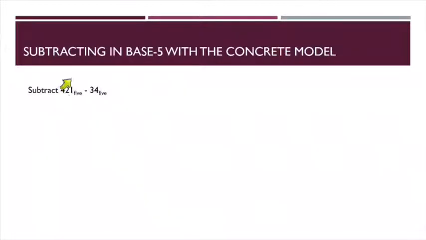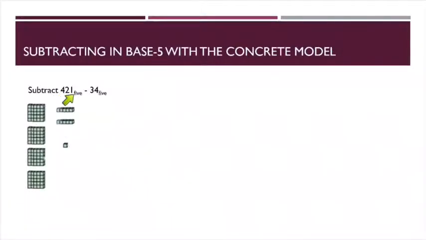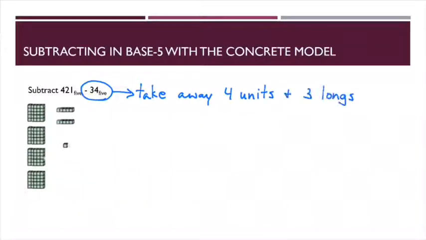So we'll just start by modeling the 421. So that's going to be 4 flats, 2 longs and 1 unit. And now we need to take away 4 units and 3 longs. But notice that I don't have 4 units to take away, and I also don't have 3 longs to take away. So first let's deal with the units. What we need to do is get more units.